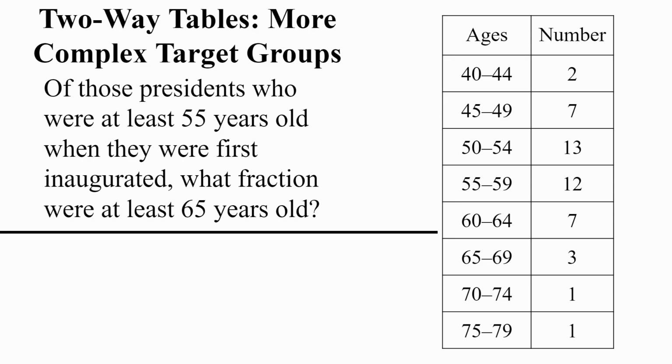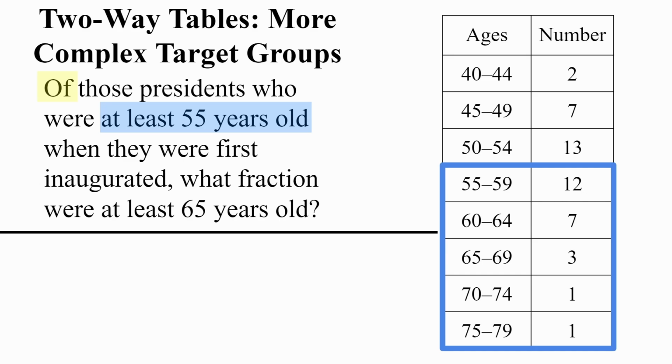So it says, of those presidents who were at least 55 years old when they were first inaugurated, what fraction were at least 65 years old? Okay, so you see this keyword. The question's kind of phrased backwards, but the idea is still the same. This keyword, like of, which we were talking about before, the part after that tells us the target group. So it's just grammar. The question's just worded backwards. So the target group is at least 55 years old. So let's put a big box around all the values that represent at least 55 years old. So I suppose that's those bottom 5 rows.